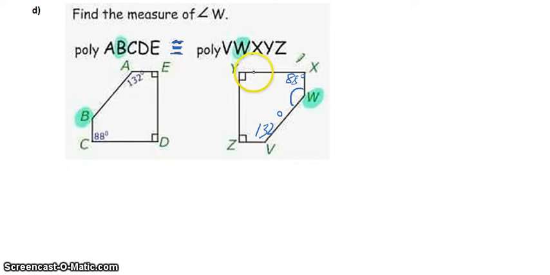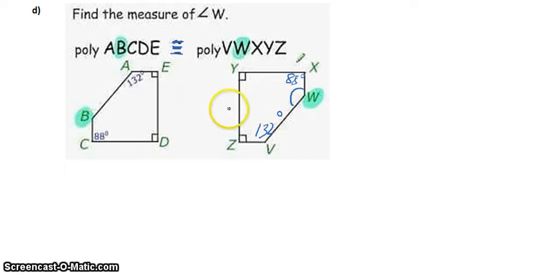Now, let's see how many sides this polygon has. It has 1, 2, 3, 4, 5 sides. Okay. So if I wanted to figure out W, I'd need to know the interior angle sum, or the angle sum of this polygon. And to figure that out, you need to know a special rule. Because basically I've got 90, 90, 88, 132, and something else.